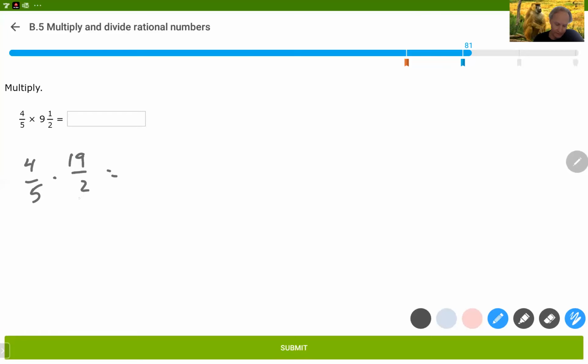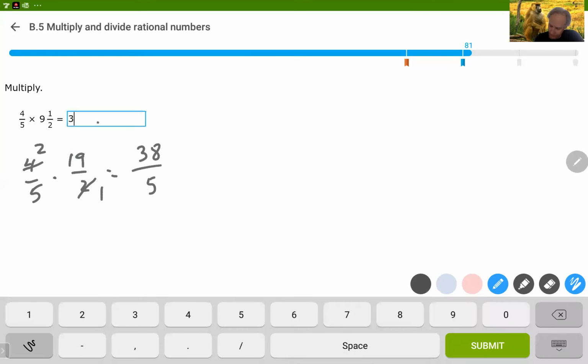But to divide by 2 gives you 1, and divide by 2 gives you 2, and 2 times 19 is 38 over 5, which is fine as well. Either way you like to go, 38 over 5.